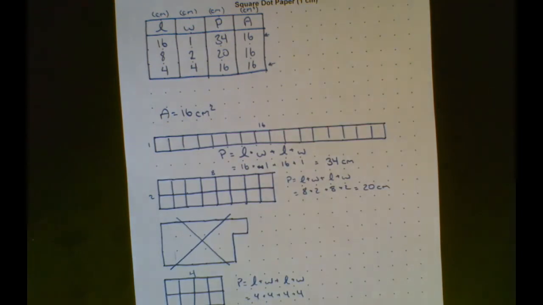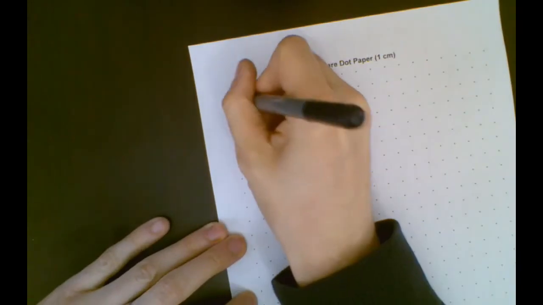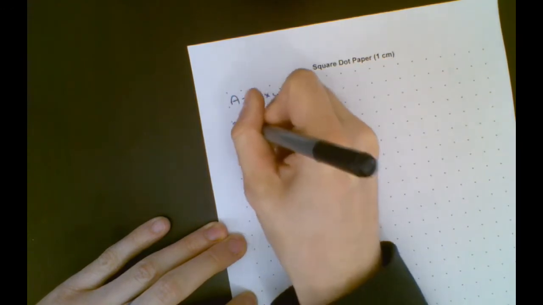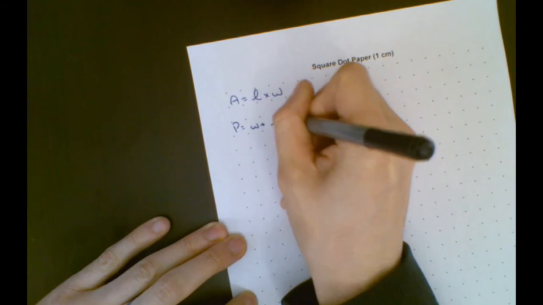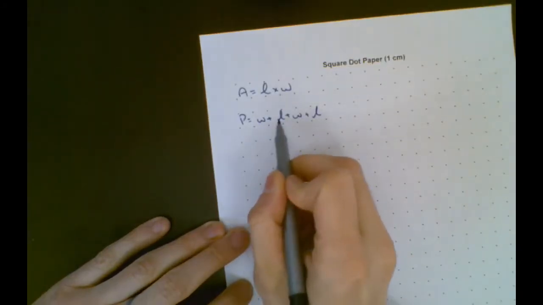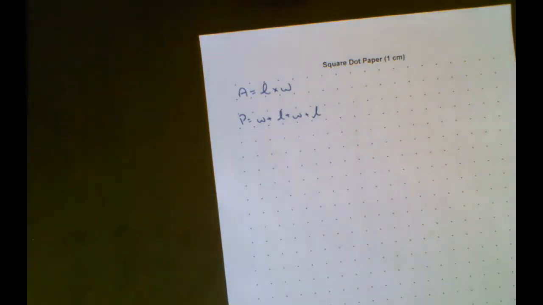All right, let me grab one more piece of dot paper. So where do the formulas come into play here? When we're looking at area, we're looking at area equals length times width. If we're looking at perimeter, we're looking at width plus length plus width plus length. See what I did there? I swapped them. I usually do length plus width. Doesn't matter, it all works the same.